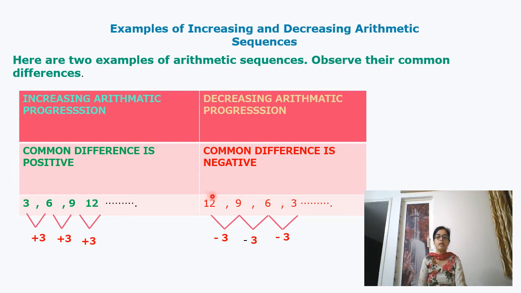Similarly, take the subsequent other pair of terms in the sequence, that is 9 and 6. Subtract the previous term 9 from the subsequent term 6. You get 6 minus 9, that is minus 3. And similarly, again you subtract 6 from 3. That is, we get 3 minus 6 and we will get minus 3.